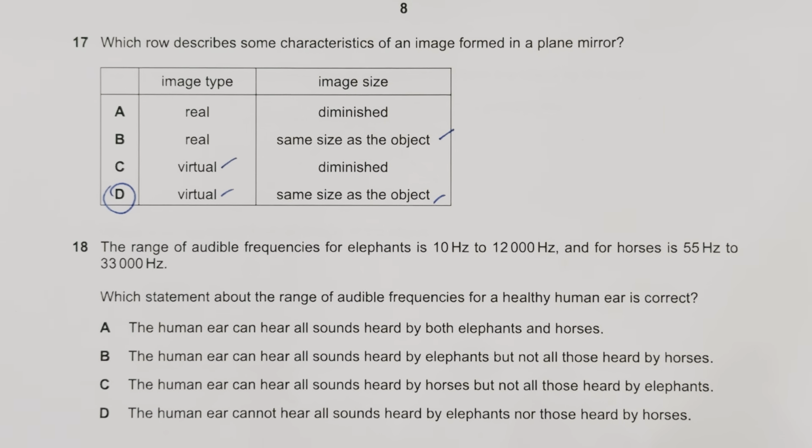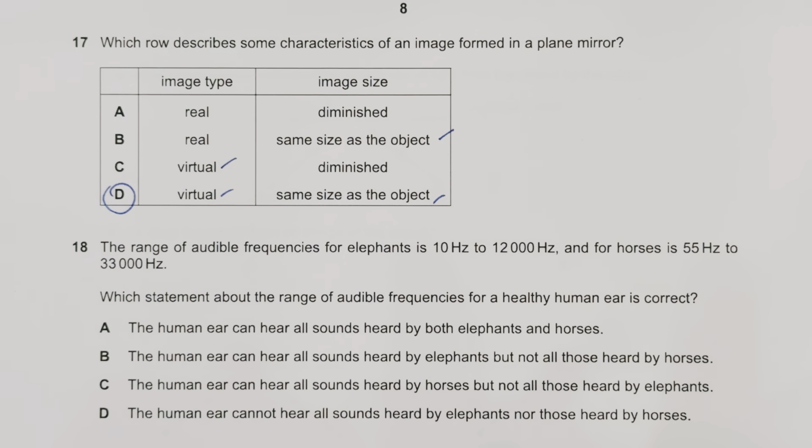Moving to question number 18, the audible frequency range for the elephant is 10 Hz to 12,000 Hz, and for horses is 55 Hz to 33,000 Hz. This statement about the audible frequency for a healthy human ear is correct. We know that our range is from 20 Hz to 20,000 Hz. So we cannot hear low frequency like the elephant's 10 Hz, and we cannot hear the high frequency of 33,000 Hz. So this is the answer.